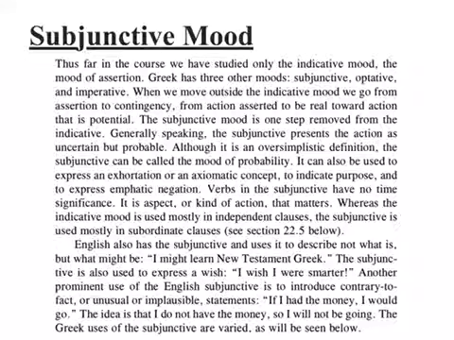Verbs in the subjunctive have no time significance. There's no time involved with the subjunctive mood. It is aspect based, or kind of action, that matters. This is verbal aspect. Whereas the indicative mood is used mostly in independent clauses, the subjunctive is used mostly in subordinate clauses.